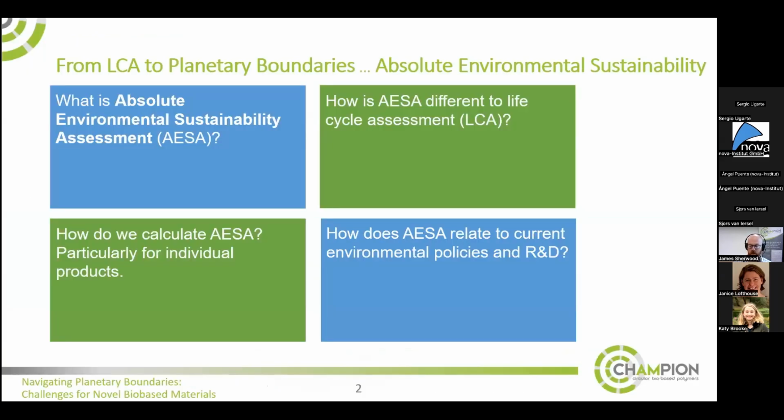So first of all, I'll just cover what was alluded to earlier in terms of absolute environmental sustainability assessment. And we'll make the initial comparison with LCA. And we'll also look at the actual calculation. Most of what I'll talk to you today will be a sort of step-by-step calculation of how to get from a relative assessment to an absolute environmental assessment. And then ultimately we'll talk about what the implications of this are, how we can use it, does it make sense, does it fit into existing policies.